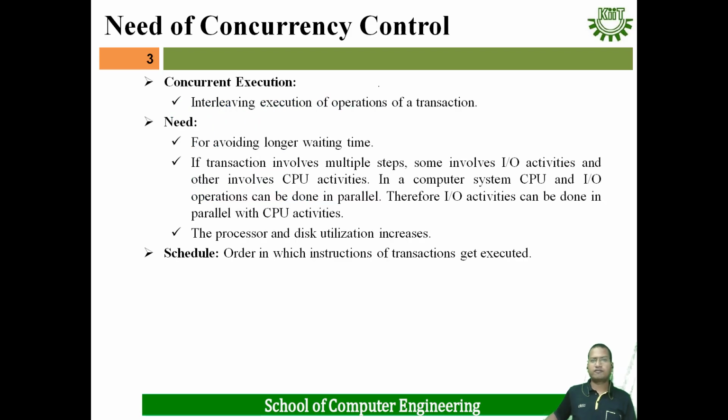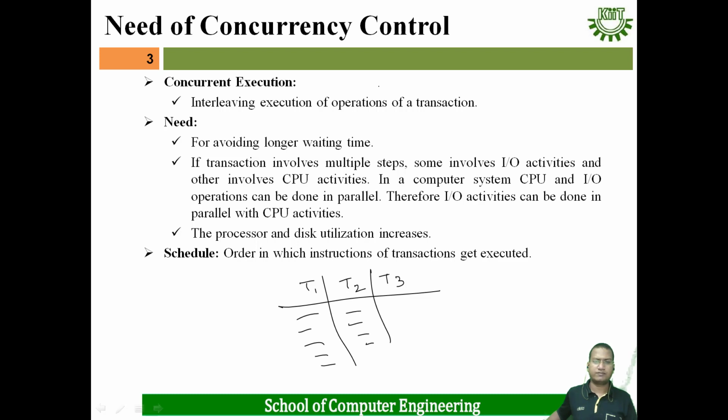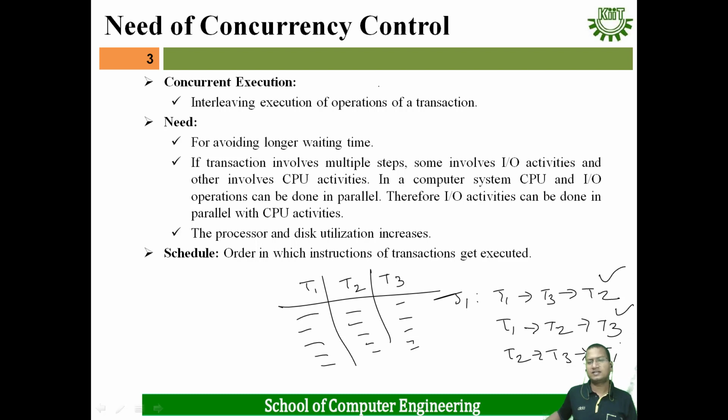First, we'll see what is the need of concurrency control. Already I have told you. Suppose multiple transactions are there, T1, T2, T3, three transactions, and each transaction has a number of instructions. When these transactions are executed in serial manner, that is a serial schedule. First T1 will be executed, then T3, then T2, or first T1, then T2, then T3, or first T2, then T3 or T1. All are known as serial schedules. And a serial schedule results in a consistent state of the database.